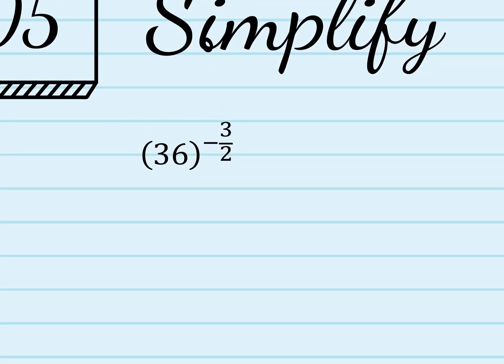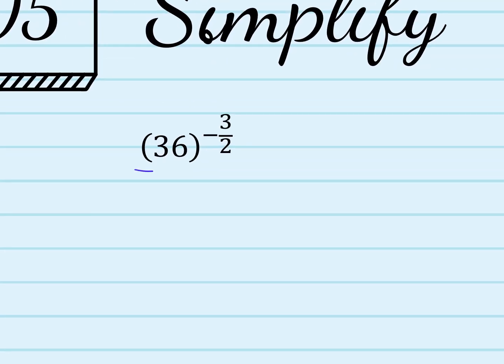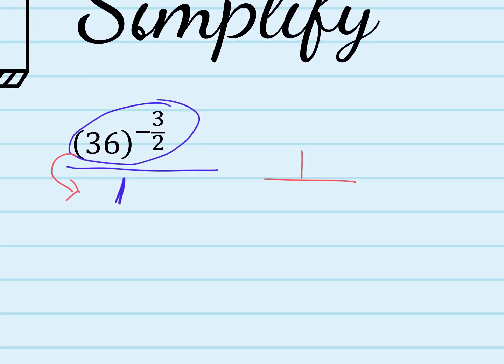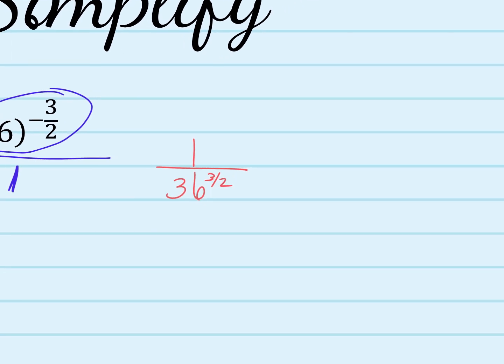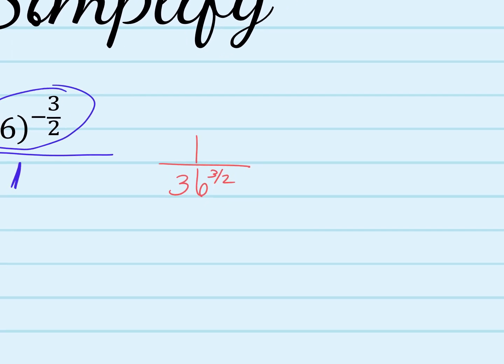All right, moving along, you have 36 to the negative 3 over 2. So think about this. This is 36 to the negative 3 over 2 over 1. Our first thing that needs to happen is this needs to come downstairs. We need to put a 1 over because you have that negative exponent. So I have 36 to the 3 halves. Now, when we write our rational or fractional exponents, your index is your denominator. Your denominator becomes the index. So this is 1 over the square root of 36 to the 3rd power.